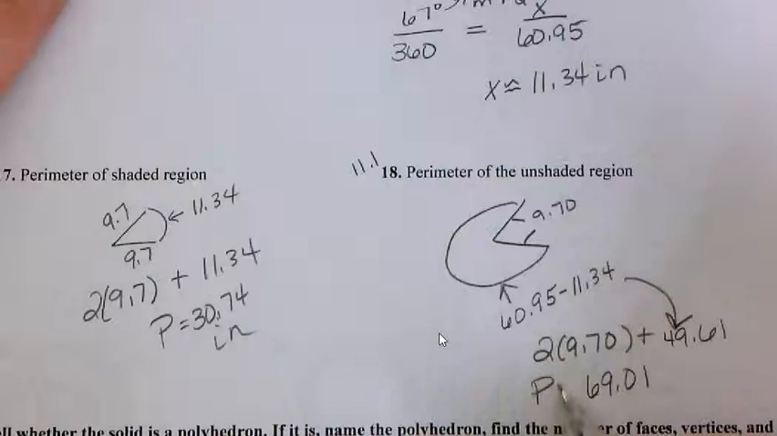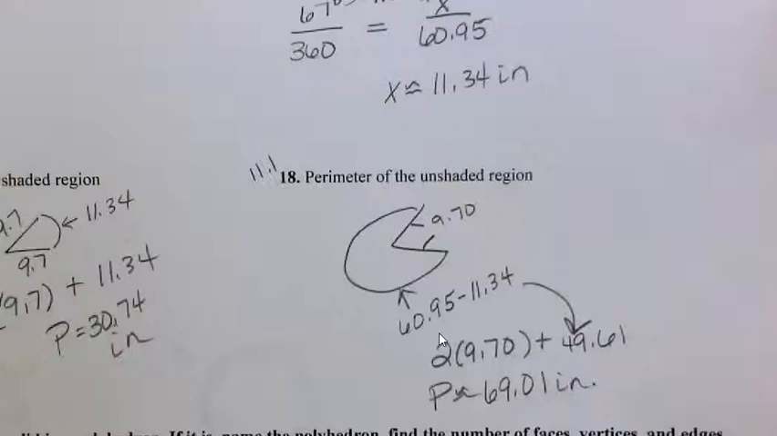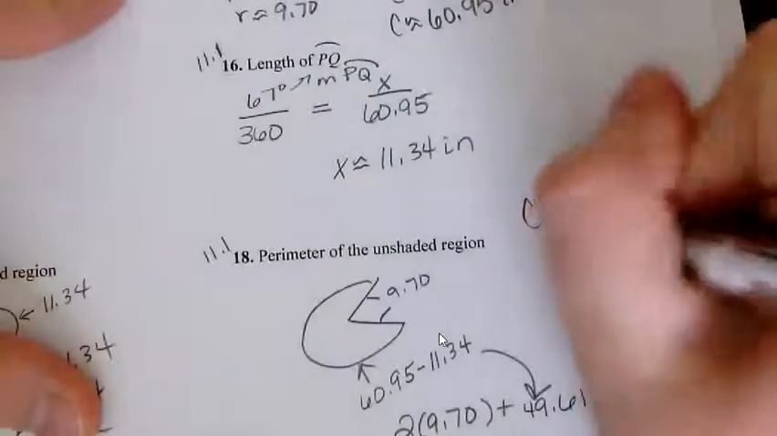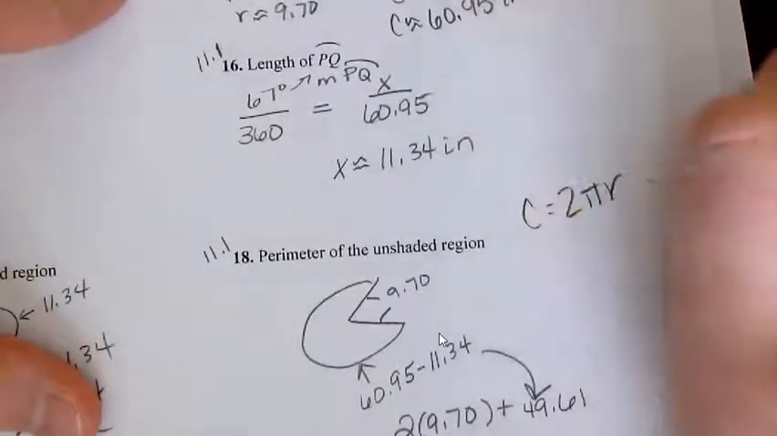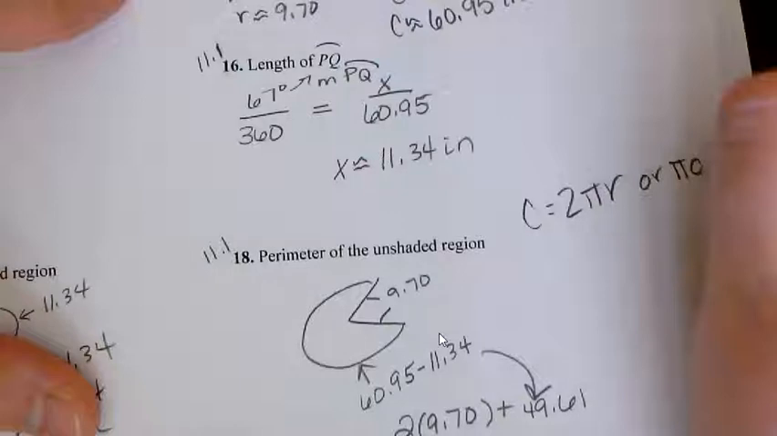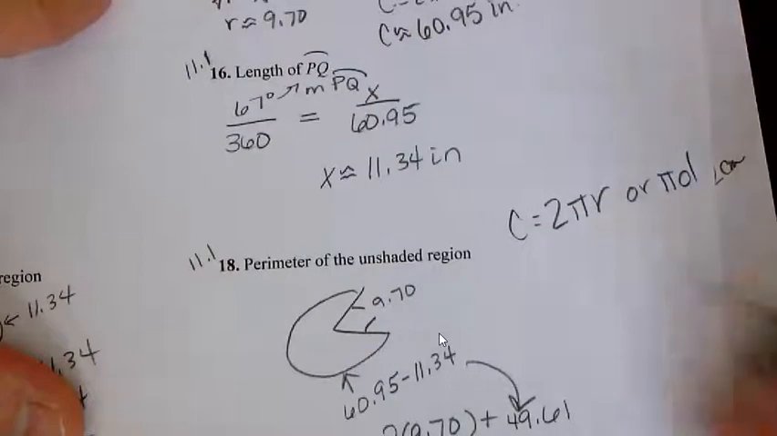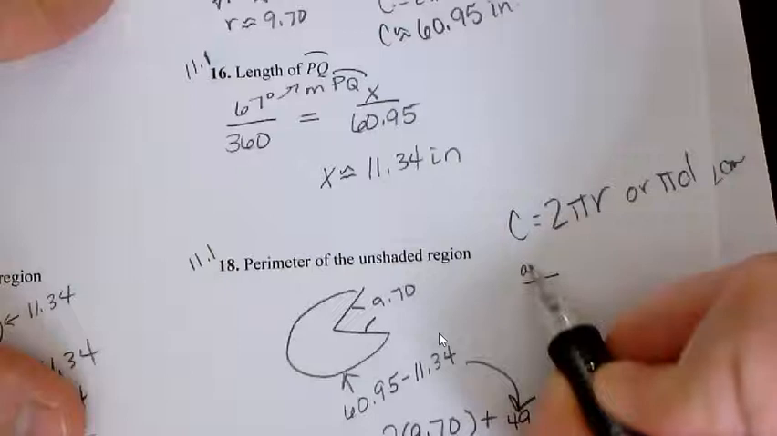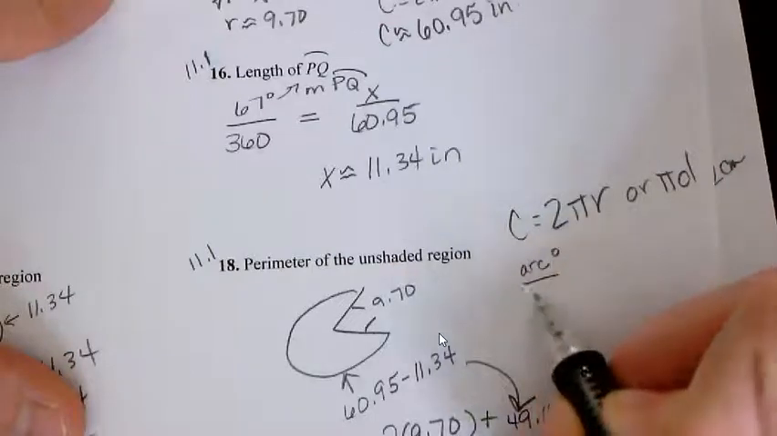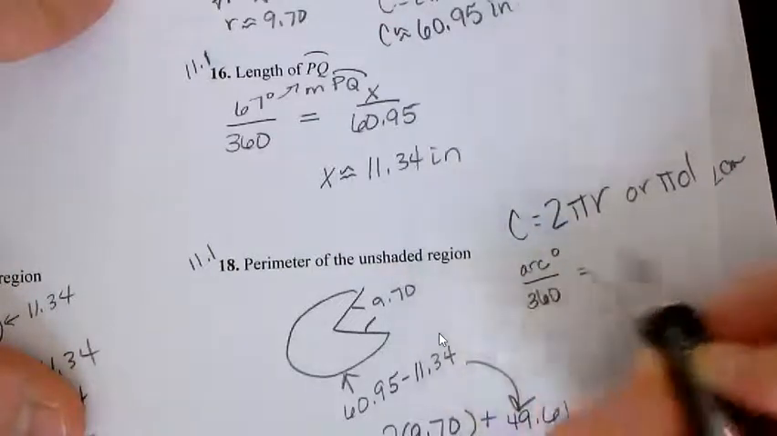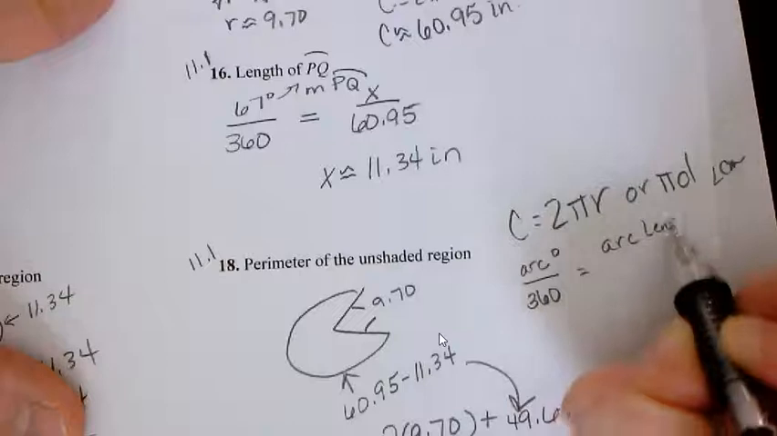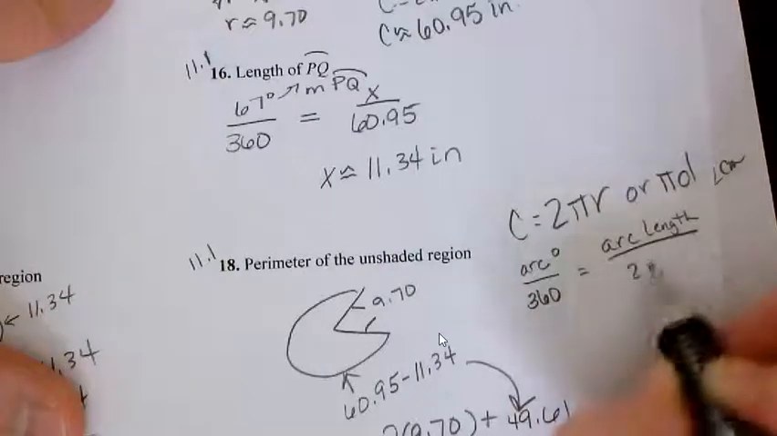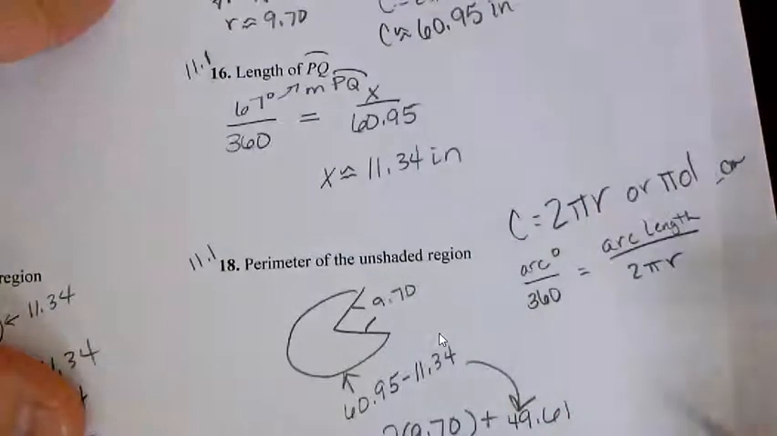So that's pretty much the ideas from 11.1. You need to know circumference is equal to 2 pi r or pi times diameter. You need to know exact means to leave it in terms of pi. You don't leave a decimal answer. And then you have your arc degree over 360 equals your arc length over 2 pi r. Those are your formulas from 11.1.